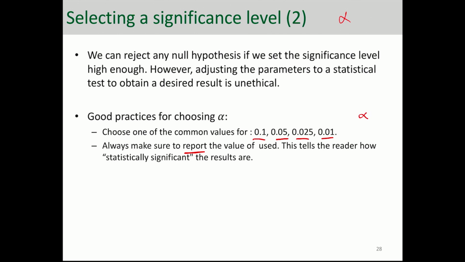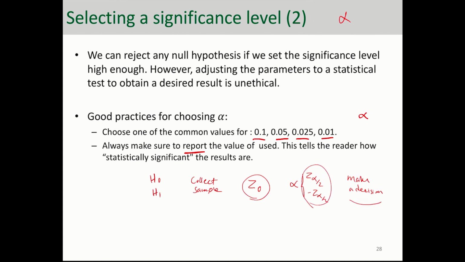So this was the process of hypothesis testing. First, we set up our H0 and H1. Then we collect data or collect a sample. Then we calculate our z-score. Then we determine our alpha, which basically gives us the critical region. And then we make a decision by comparing the test statistic with the critical region. So this is the process of hypothesis testing. We'll work on some examples to make that more clear.